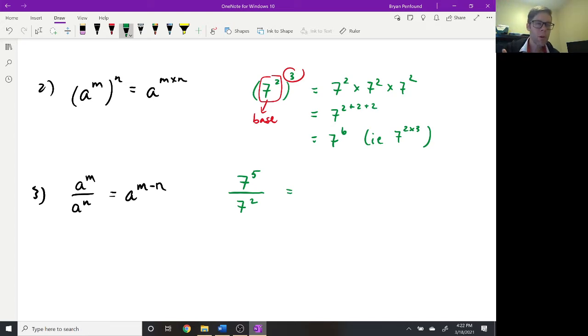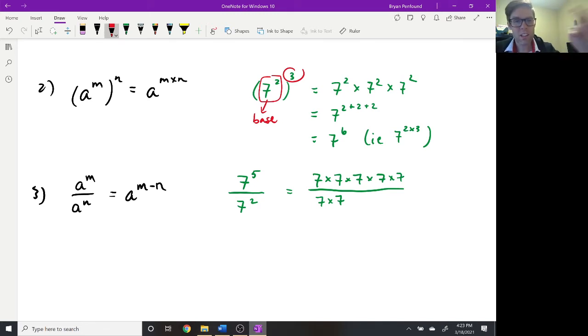Now, I think about this from the standpoint of, I know what 7 to the 5 looks like. That's 7 multiplied by itself 5 times. And I know what 7 squared looks like. That's just 7 multiplied by itself twice. And so what we can do now is we can start canceling out common factors. So for instance, this 7 and this 7, these would divide and give me the number 1. This 7 and this 7, these would also divide and give me the number 1. So what I'm left with is 7 times 7 times 7, or 3 multiplied copies of 7.